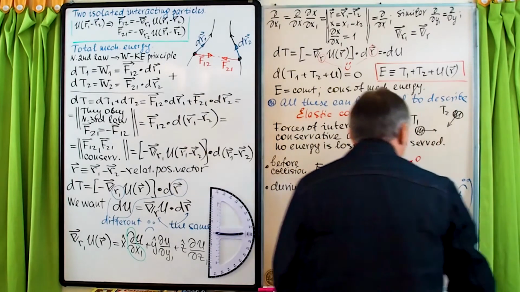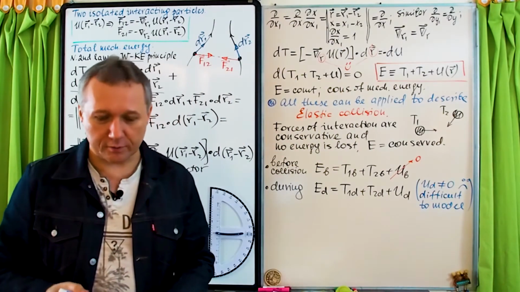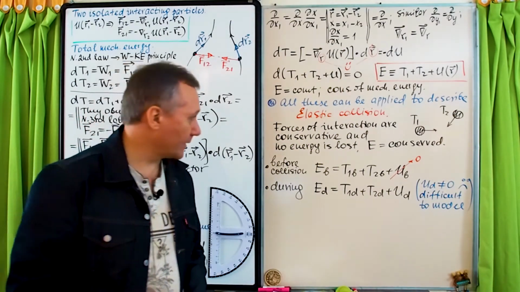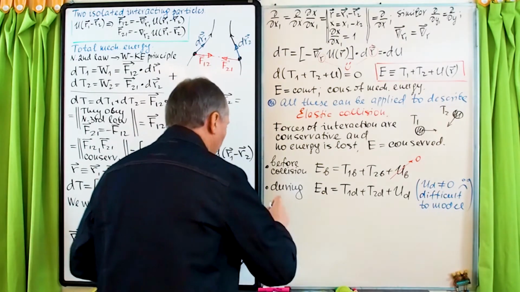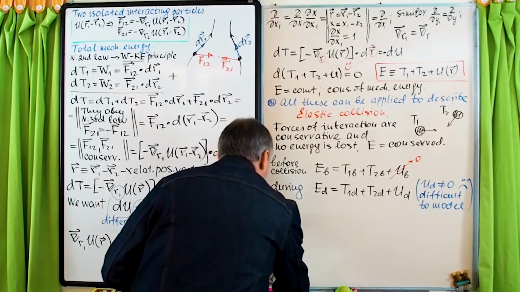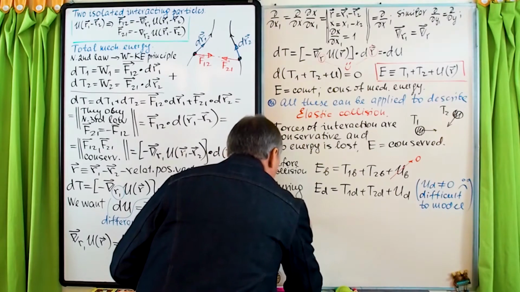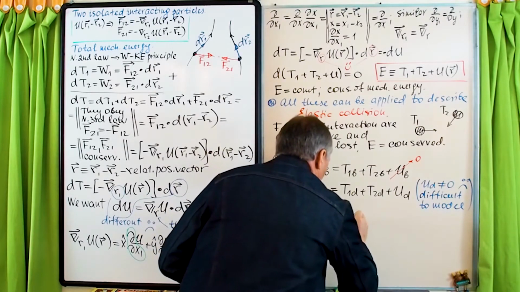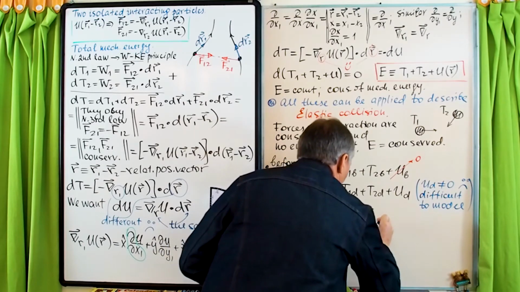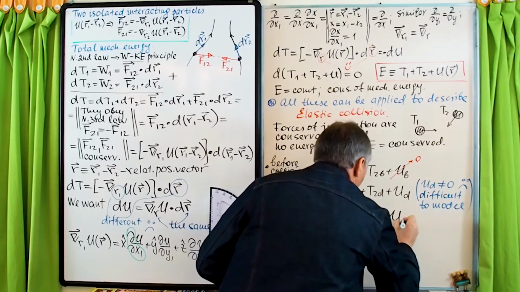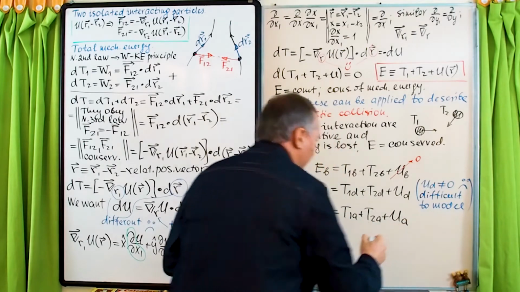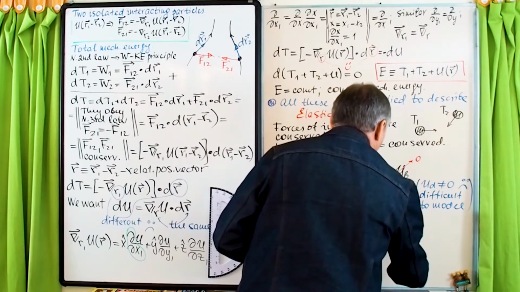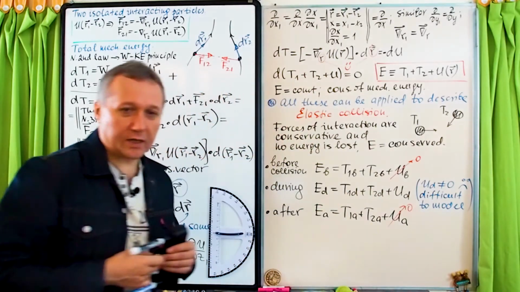It is difficult to model this potential and these forces when particles interact, rigid objects, of course. And after the collision we can write E sub A equals T1A plus T2A plus UA. After the collision the last term is again 0. So now you can use any moments of time to solve the problem.